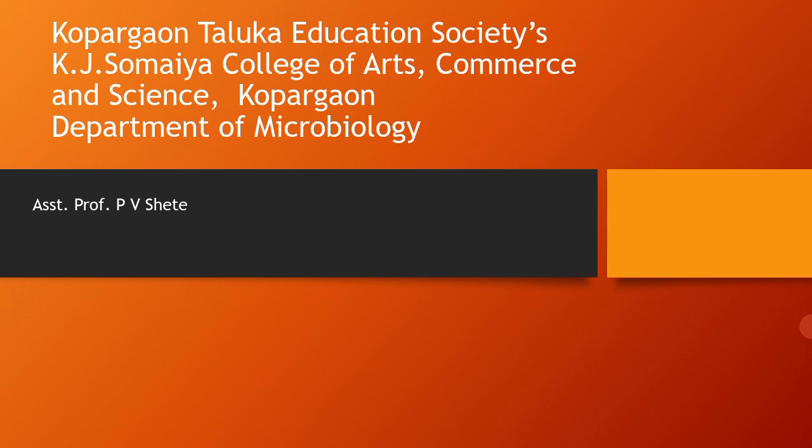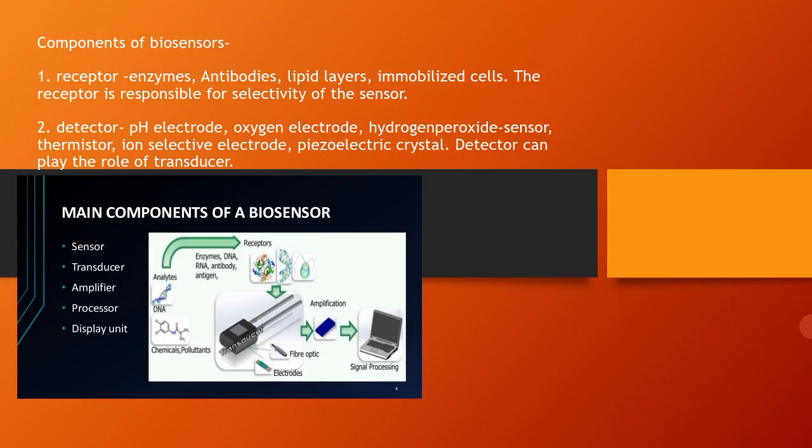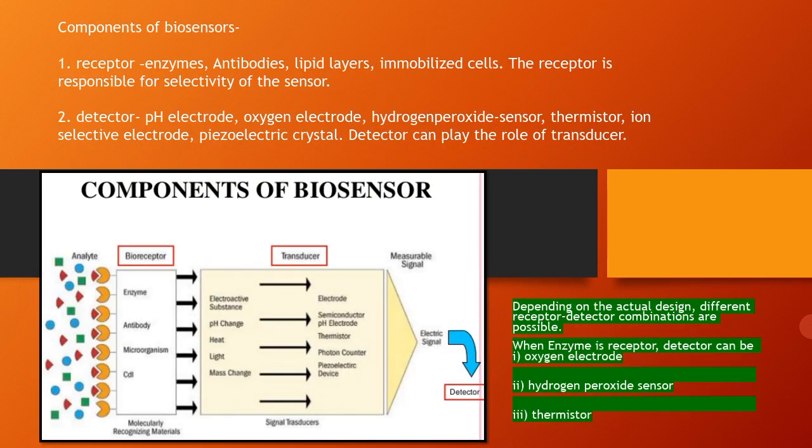In the last lecture, we started the topic of biosensors. Now we will see what we learned in the last lecture. We saw what a biosensor is, the components of biosensors, then examples of the receptor and the various types of detectors that can be used in the assembly of biosensors. We also saw some combinations of the receptor and the detector.